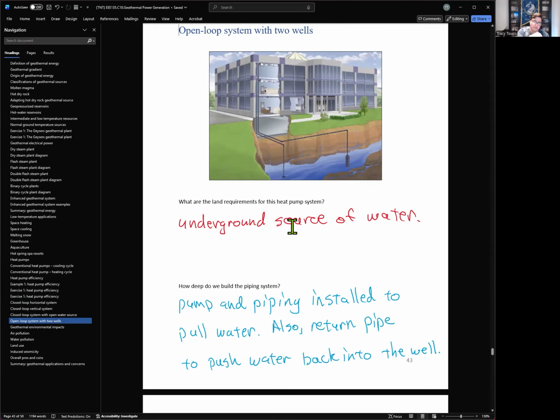Lastly, we have an open loop system with 2 wells. So here, we're lucky enough that we built our building on top of a well water source. So there are underground water channels for us to use. And yeah, the land requirement for this heat pump is that you have an underground source of water nearby. And you literally just build 2 pipes. You build one pipe with a filter, and you're just going to draw the cold water.